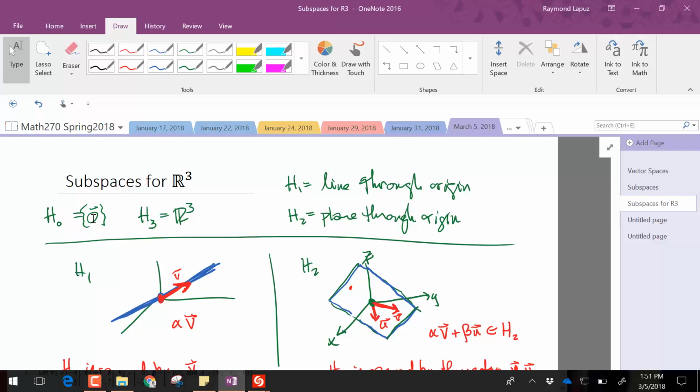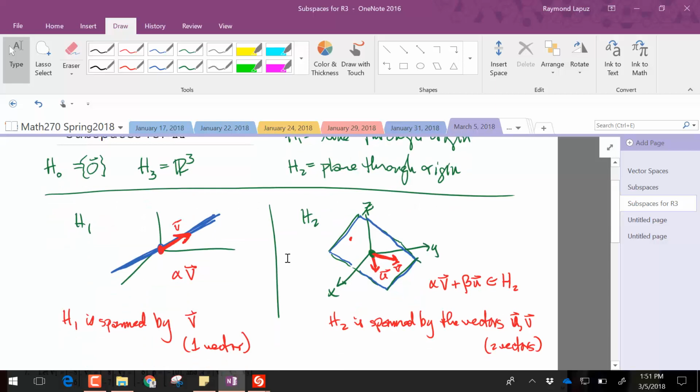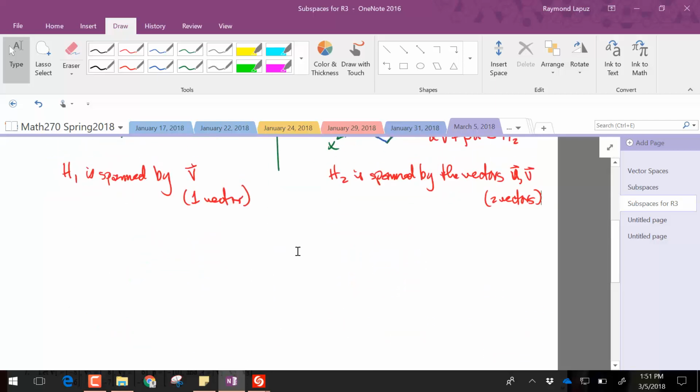Okay, so in talking about this, we're building a relationship between the number of vectors that spans a particular space and the dimension of the space. And since we're restricting ourselves to Rn, there's a specific pattern that happens here. So now, without pictures, let's try to imagine what happens in R4.